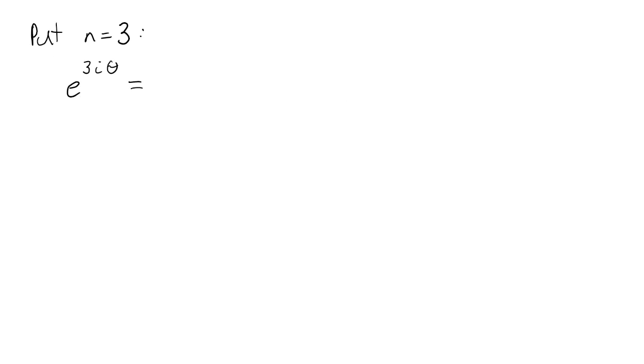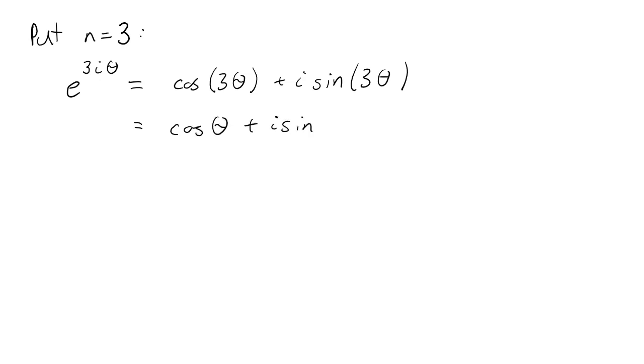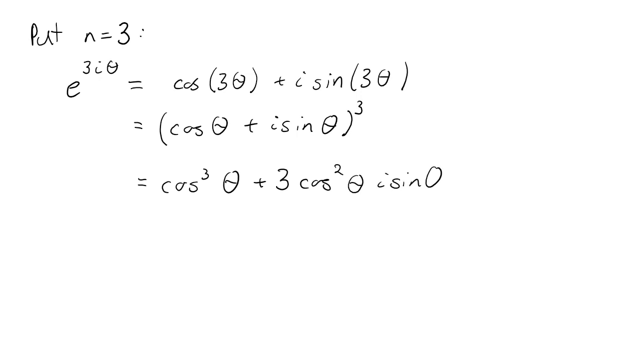Plug in n equals 3, I get e to the 3i theta on the left. Well, that's cos 3 theta plus i sine 3 theta. On the right, I get cos theta plus i sine theta all cubed. Now I'm going to expand out that bracket, essentially using the binomial theorem. I get the first term cubed, that's cos cubed theta. Then I get 3 times the first term squared times the second term, that's 3 cos squared theta times i sine theta, plus 3 times the first term and the second term squared, that's 3 cos theta times i sine theta all squared, plus the last term cubed.